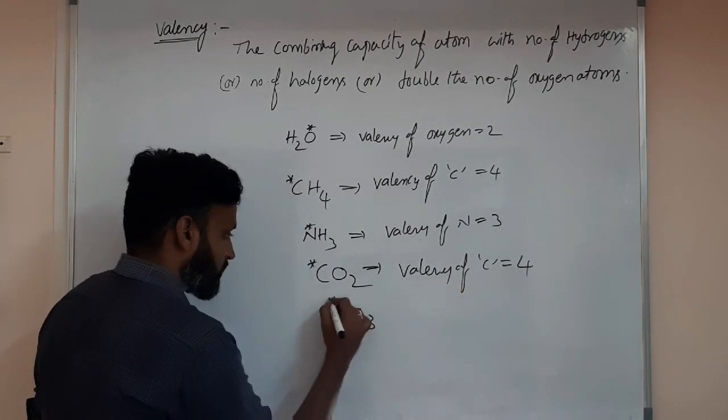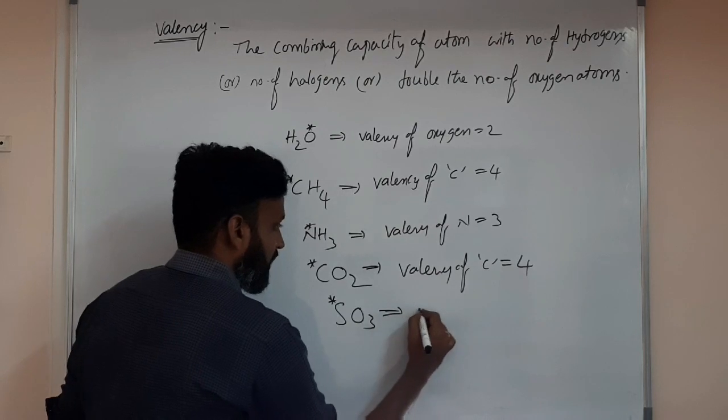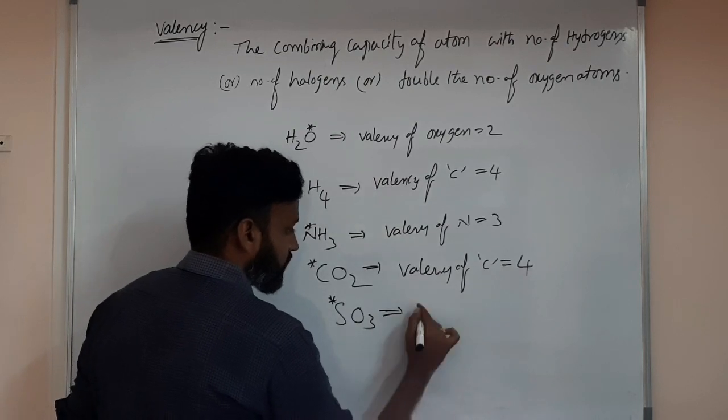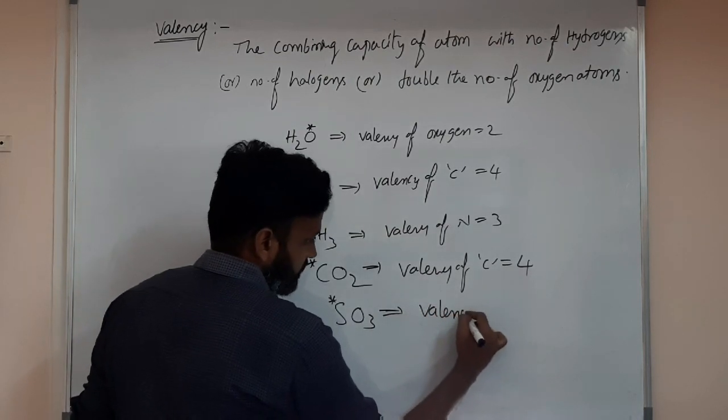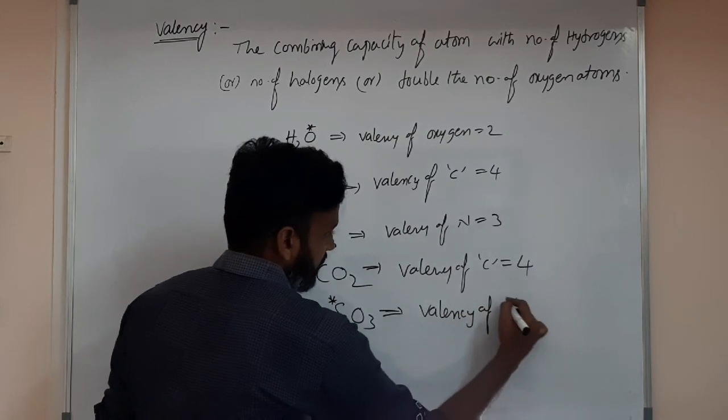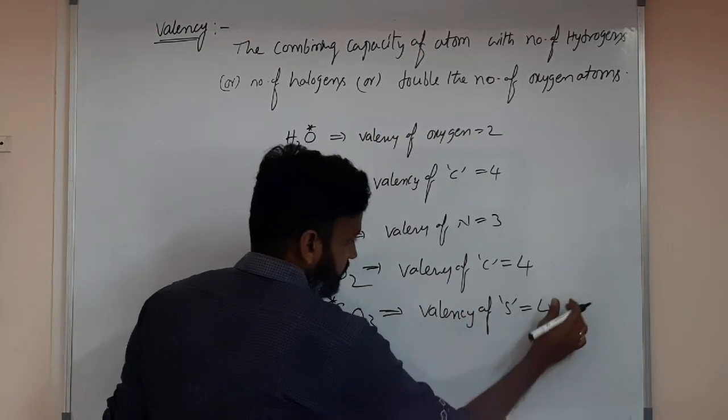SO3. What is sulfur valency here? Valency of sulfur is what here? Valency of sulfur is 6. Yes, 6.